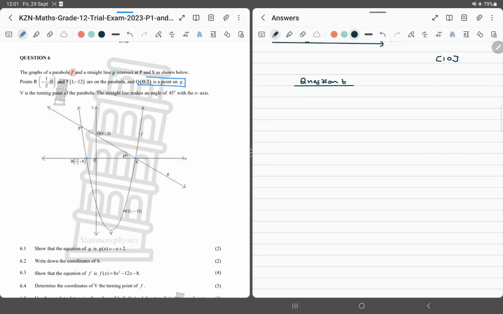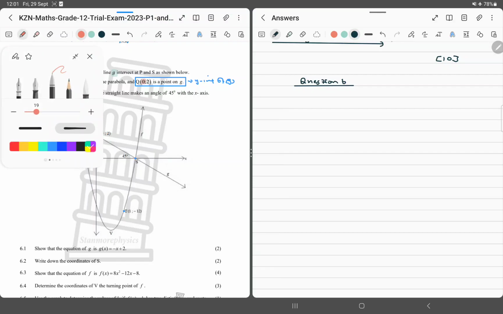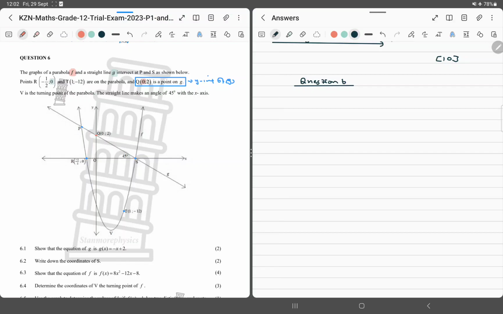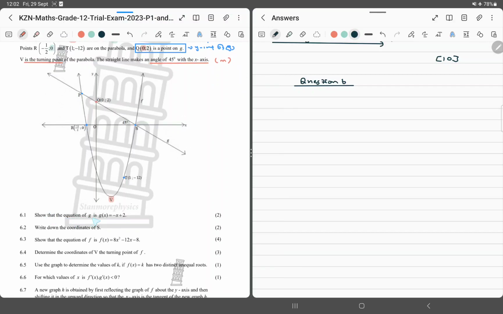And Q (0; 2) is a point on the graph of g. This piece of information essentially says that if the x-coordinate is 0, this is the y-intercept of g, and we can see that it is so over there. So we've got that information covered. Now we're told V is the turning point of f. That's good, we can see it there. And the straight line makes an angle of 45 degrees with the x-axis. That will give us the gradient of that line. Now it says, show that the equation of g is essentially like that.